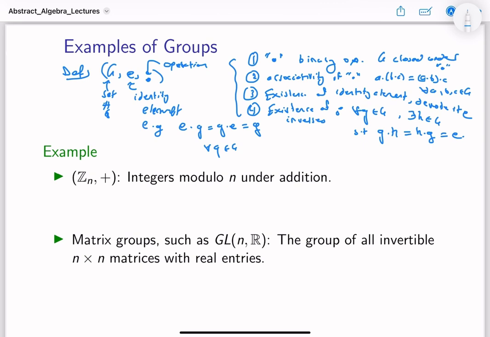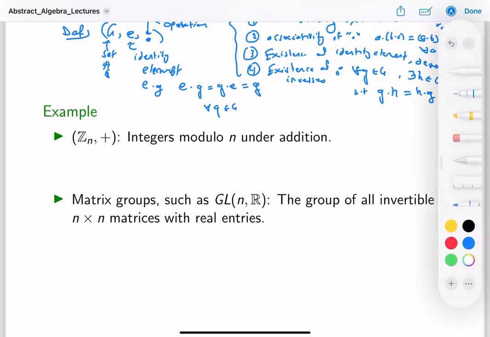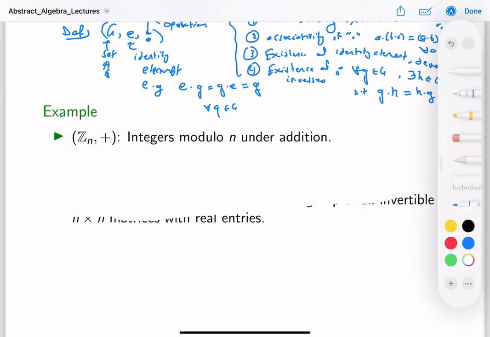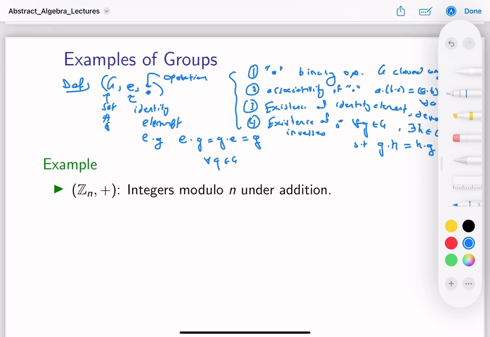So the first example is the so-called integers modulo n. And this example is very important because, as we will see later, it's the typical example to think of when it comes to finite groups. We're going to define what we mean by finite later. So let me just tell you what this group is, and let us prove that it is actually a group. Since we'll be going over the other example on a separate slide, let me just get rid of this. But first of all, let me tell you what it is.